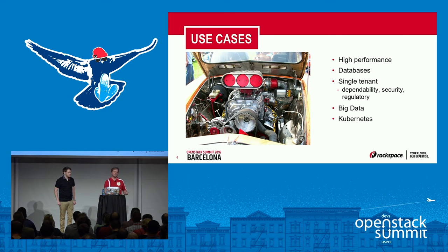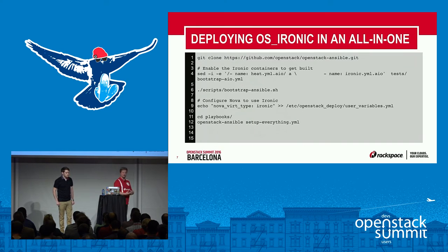Well, you've probably heard enough from me babbling on about why you want Ironic and from Andy about why you want OpenStack Ansible Ironic. So let's just get straight down to it. Now, how do I get this thing running today? And here's just a few command lines showing just how simple it is to enable OpenStack Ironic in OpenStack Ansible.